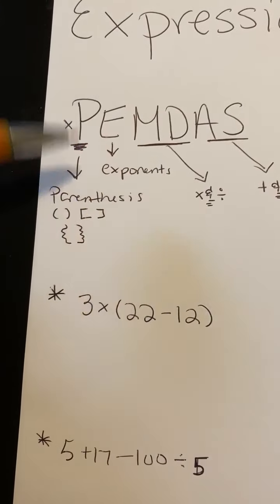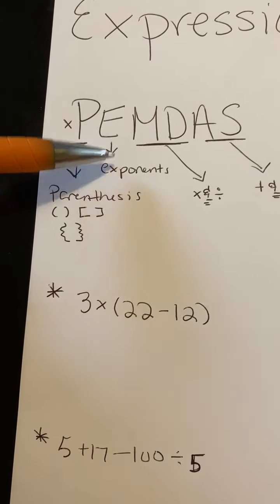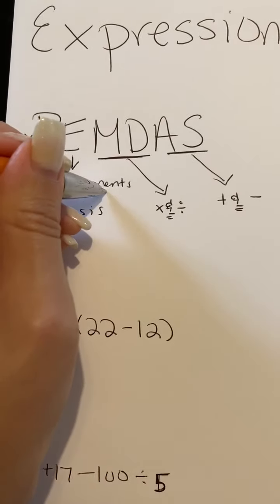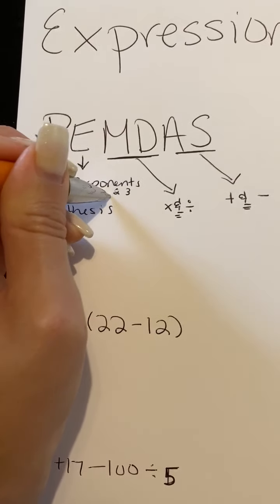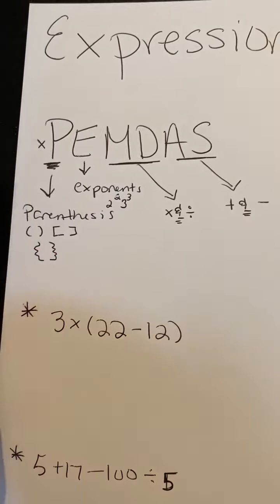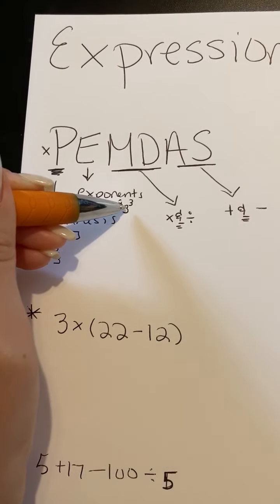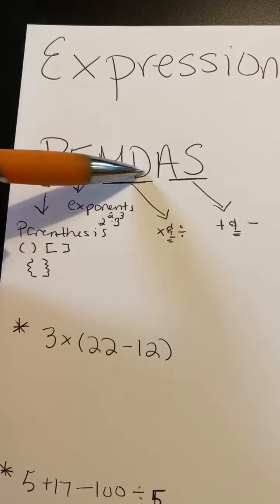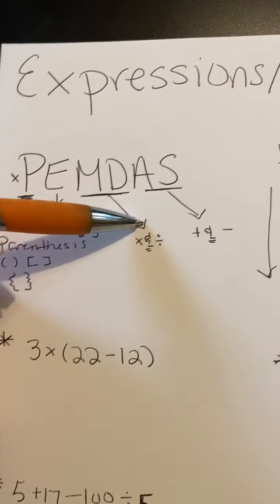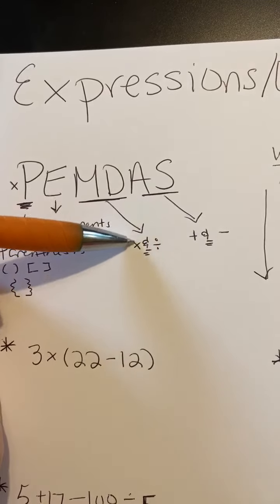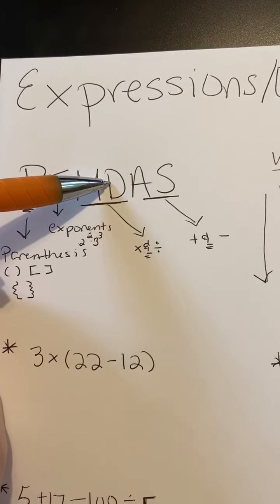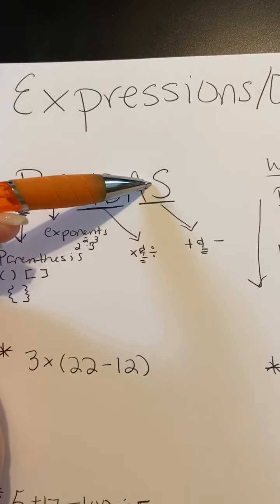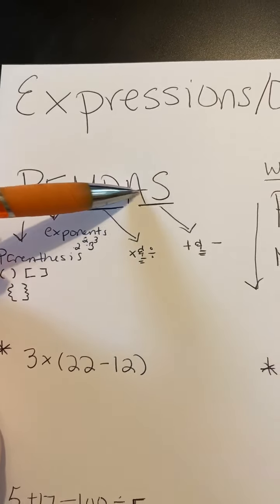Then after you take care of your parentheses, you do your exponents. Remember, exponents are the ones that have a little 2 or a 3 on top. So this is 2 times 2, that's 3 times 3 times 3, if you guys remember those. Multiplication and division, so that's right here. It's multiplication and division, they're tied, okay? And then addition and subtraction, again, they're tied.